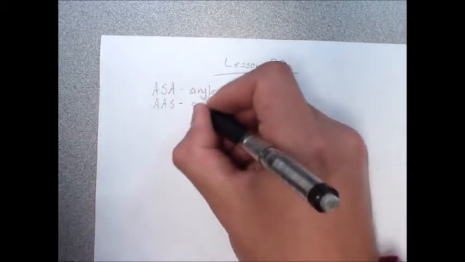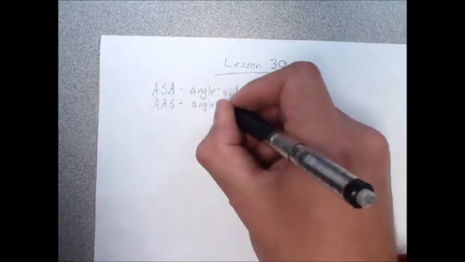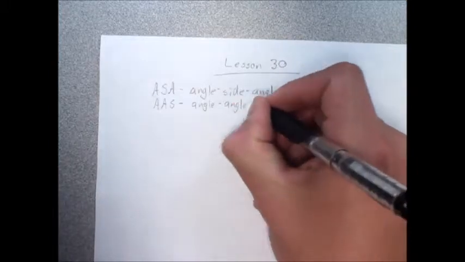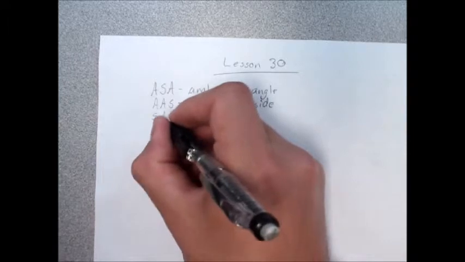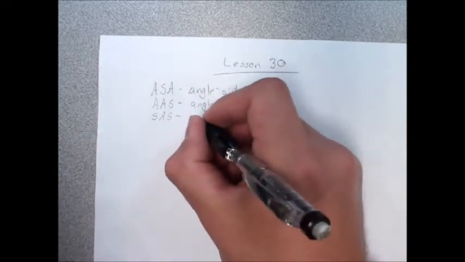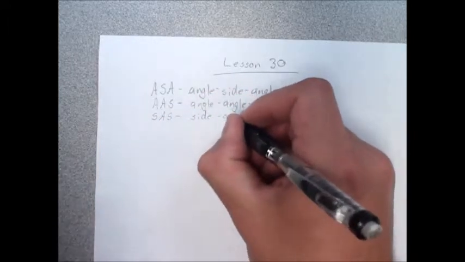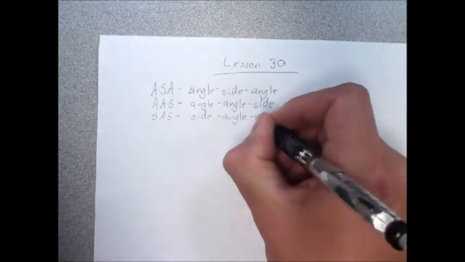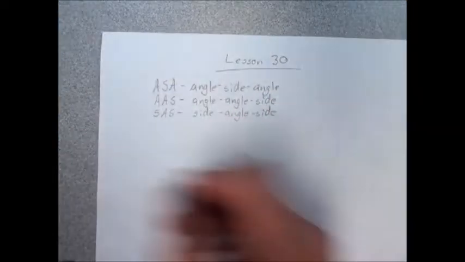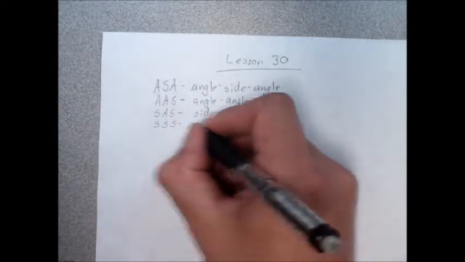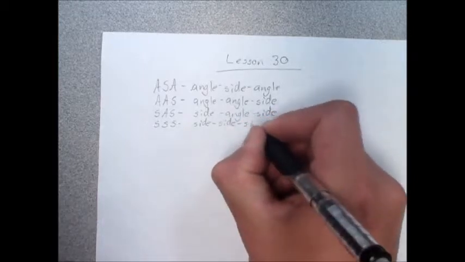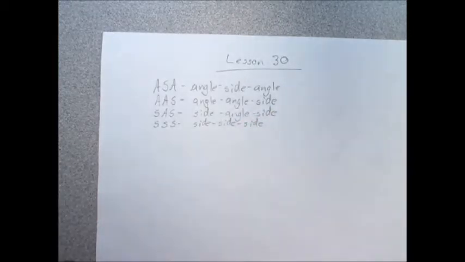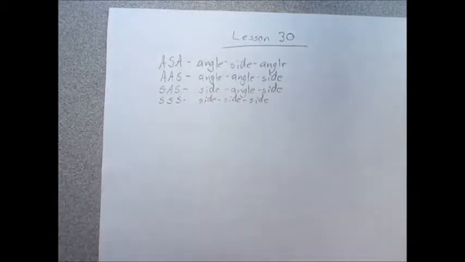So that's angle, angle, side. And as a reminder, I will throw in there SAS. So the three, oh, forgot side, side, side. Is there any more that I'm forgetting? Okay, didn't think so. All right, so there are the four that we have currently to identify congruent triangles.